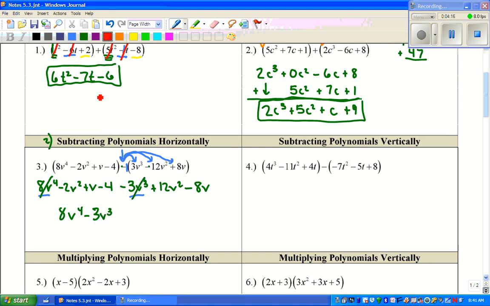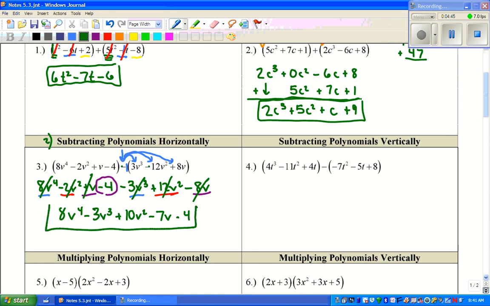Then I'm going to take a look at this, and I have this like term over here. So I'm going to combine those together. So I got negative 2v squared plus 12v, which would give me a positive 10v squared. Cross it off, cross it off. I know that these two right here match up. All right, so that's going to give me a minus 7v. I'm going to cross that off and cross that off. And then I got this one sitting here all by itself, and I'm going to write minus 4.